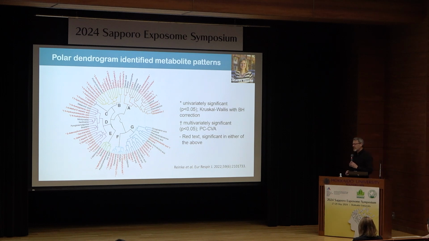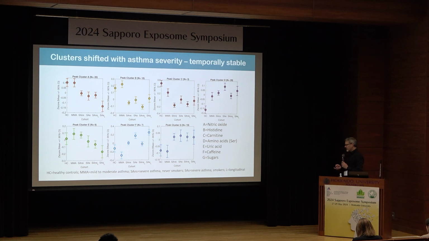What we do here is we take the metabolomics data, and this is just hierarchical clustering. Then we put it into what we call a polar dendrogram here. You can see we have 7 different clusters of biochemical information in relationship to asthma severity. And everything in red is significant in either the univariate or the multivariate analysis. So looking at this in more detail, here are the 7 different clusters, and you can see that some of them go down with asthma severity, some of them go up with asthma severity. There's unique biochemical information in there on a compound-specific basis.